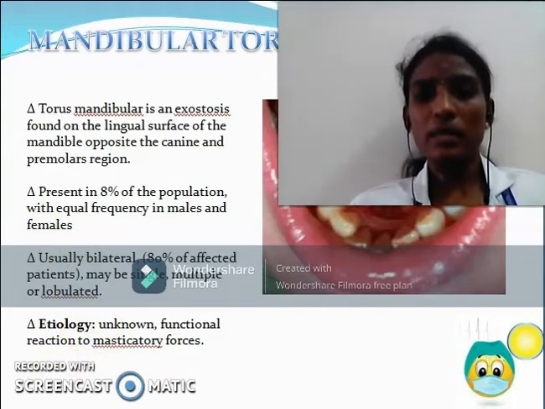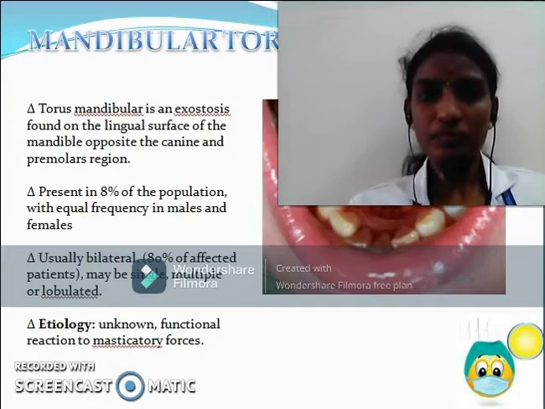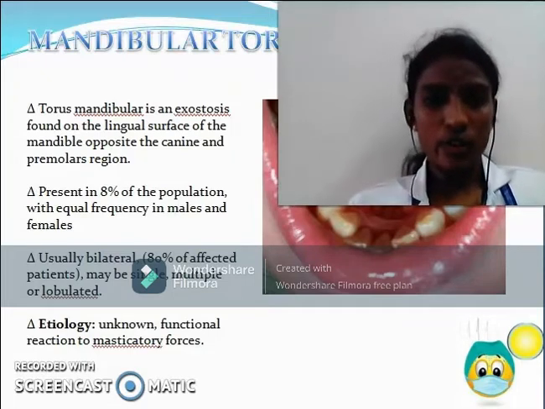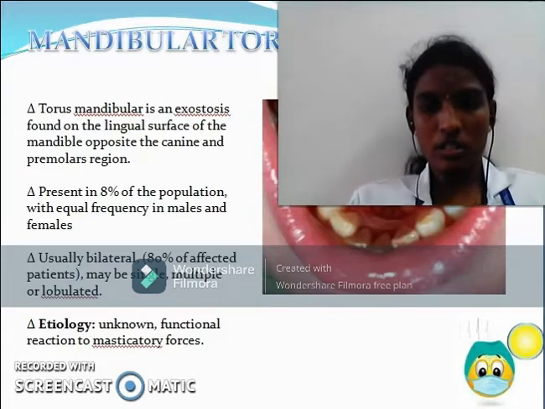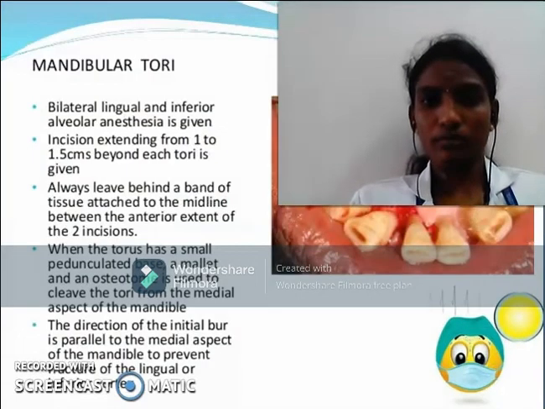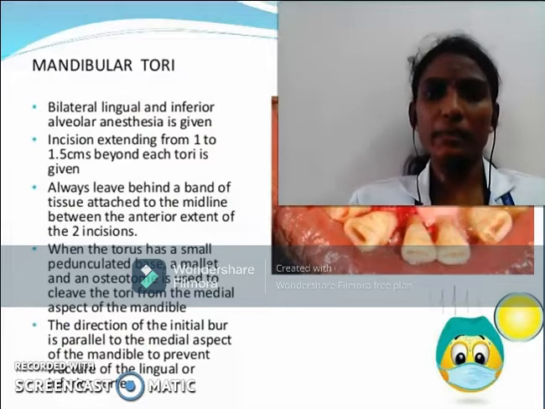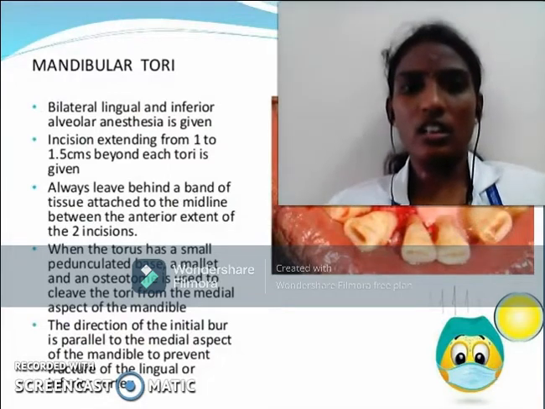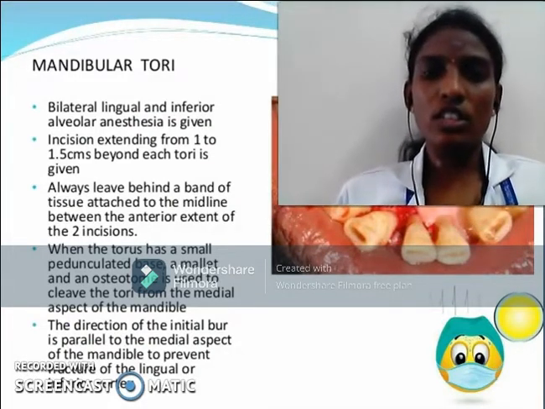Usually bilaterally, 80% of cases are affected. It may be single or multilobular. Etiology is unknown. The functional reaction is to masticatory force. Mandibular tori occur bilaterally; initially the inferior alveolar nerve is anesthetized.